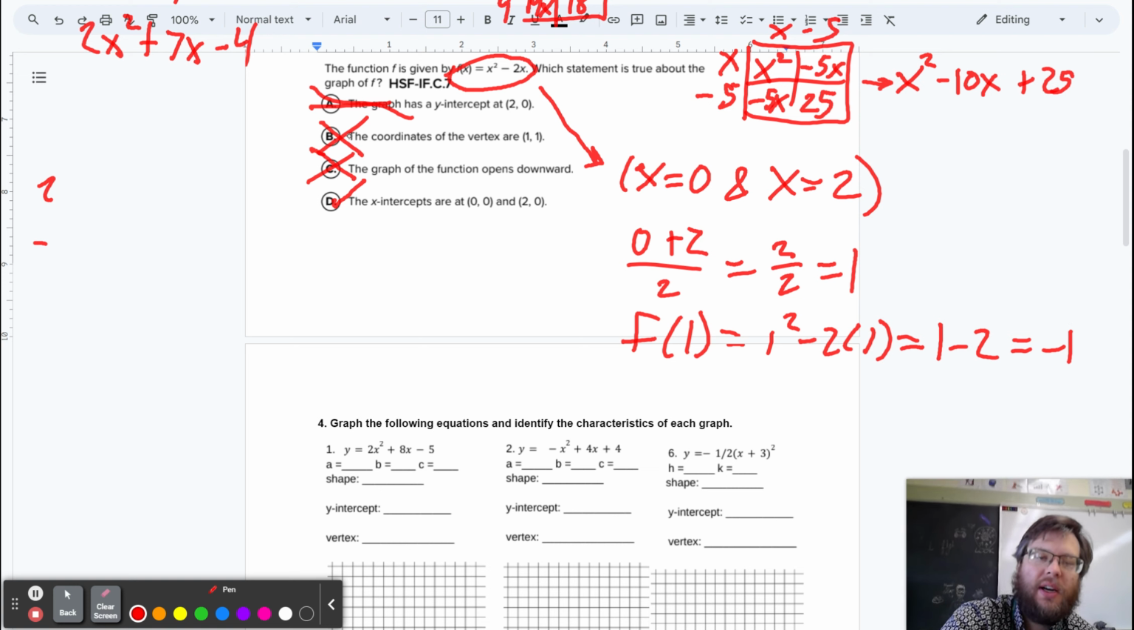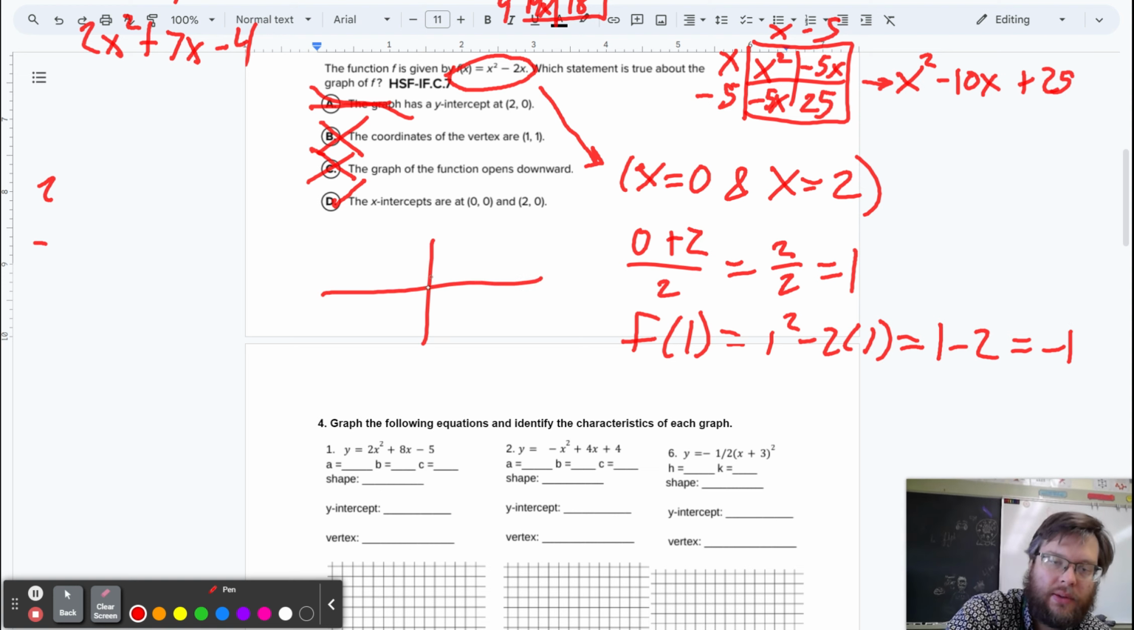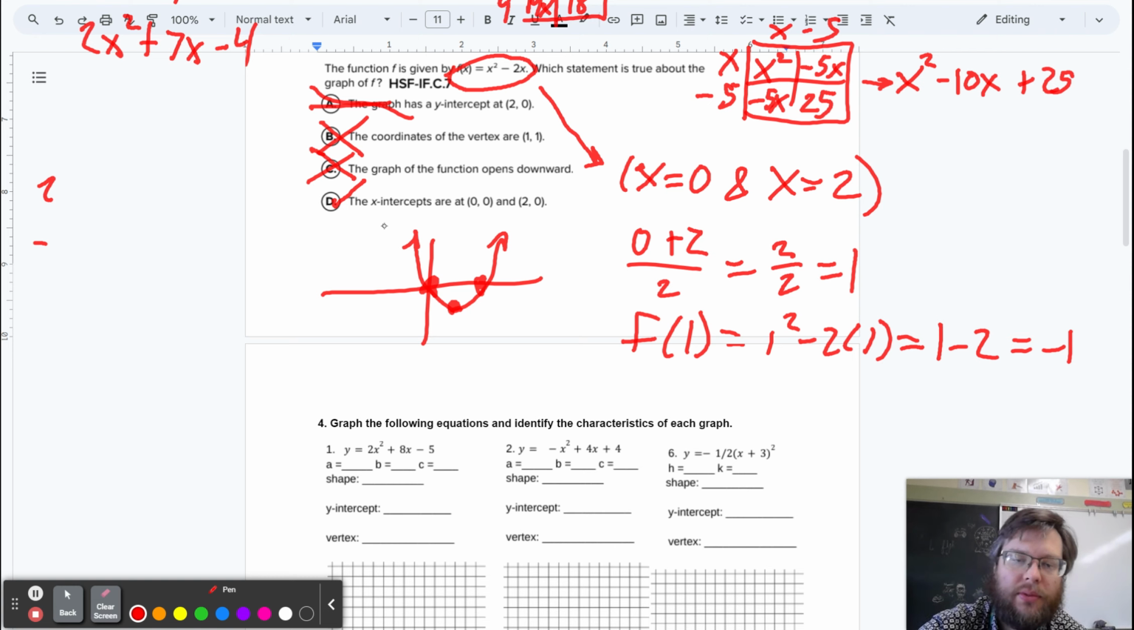It does not open downward. In fact, I can draw the graph. Here's 0, here's 2, here's 1 comma negative 1. And it opens upward from there.